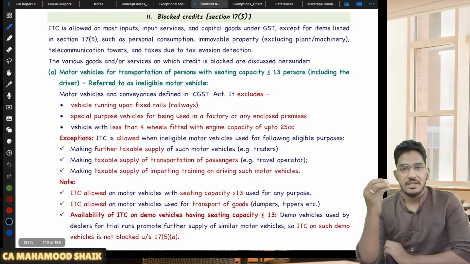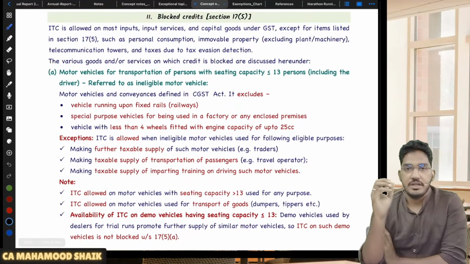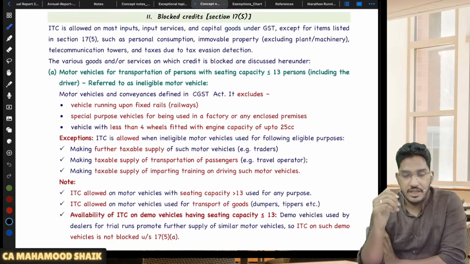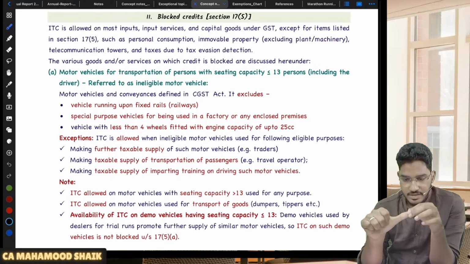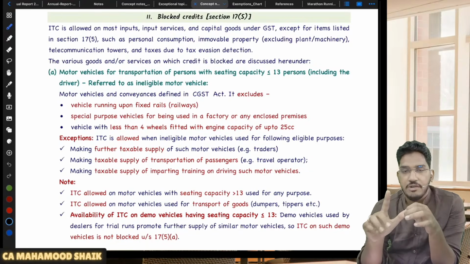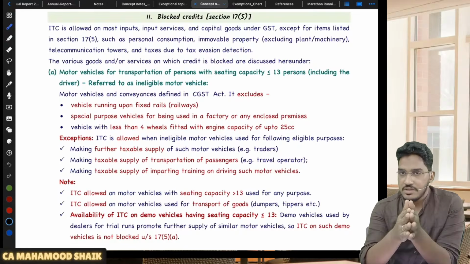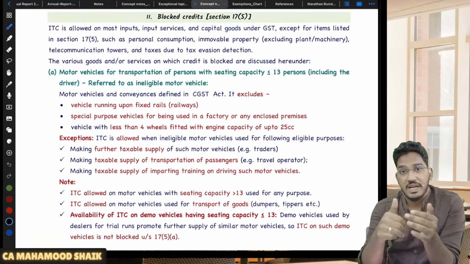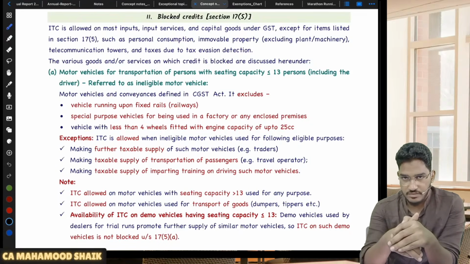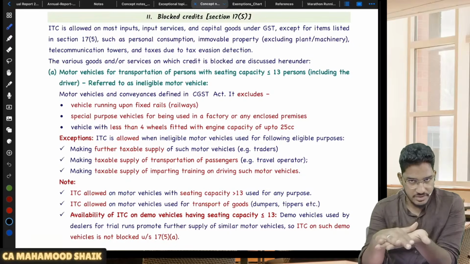So what is basically the concept of blocked credit? Government has identified certain goods and certain services on which you will not be able to take input tax credit. As we all are aware, we have two conditions. In order to avail input tax credit, we must be a registered person. We must be using those goods or services in the course or furtherance of the business, or we have an intention to use them in the course or furtherance of the business. That is what 16 subsection 1 says.